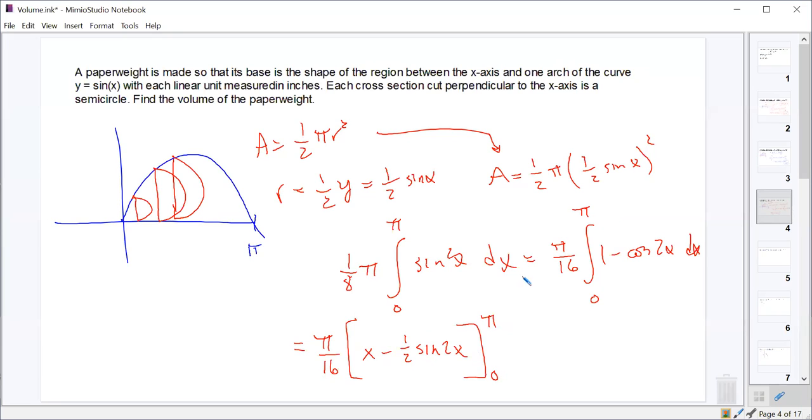And then what? What do we end up with here? Pi over 16 times pi minus 0, right? And then minus 0 minus 0. Or pi squared over 16 units cubed. Good or no?